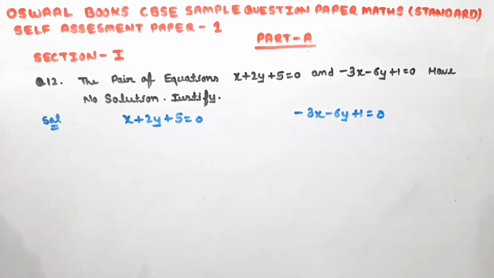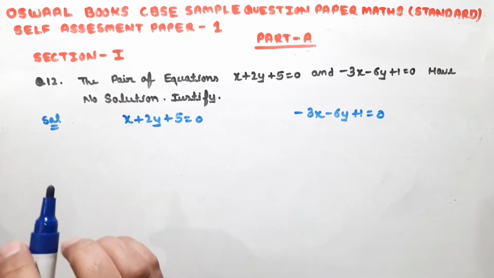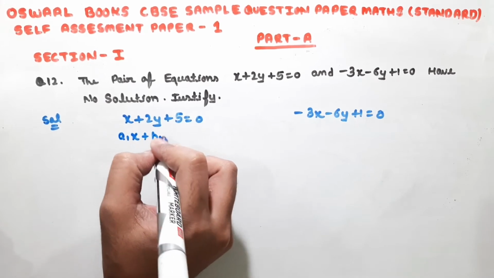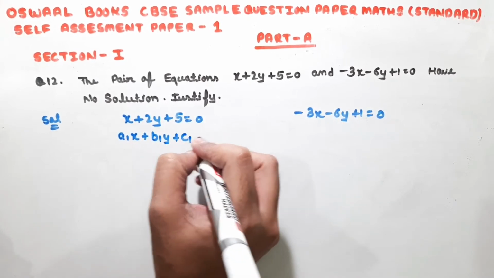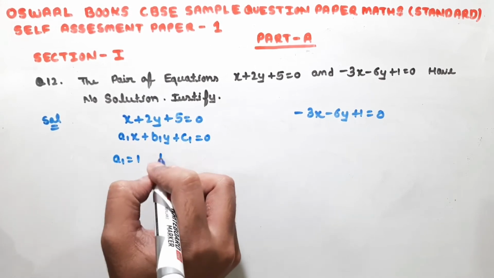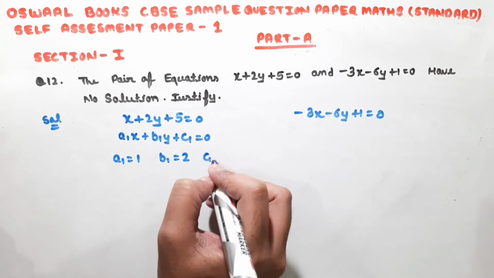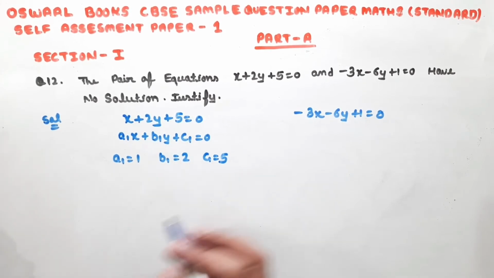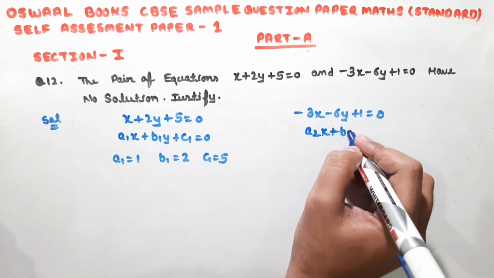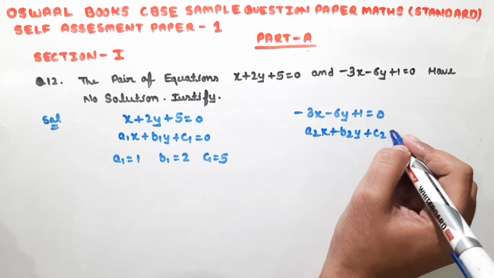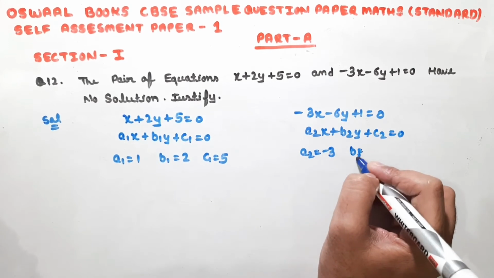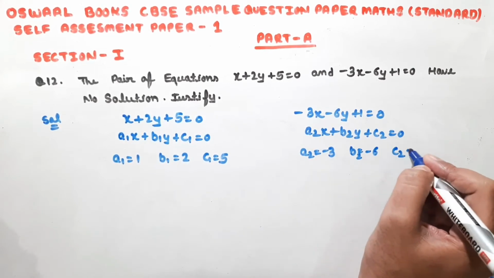Now comparing these equations with the standard form of a linear equation, that is a1x plus b1y plus c1 equals 0, a1 will be 1, b1 will be 2 and c1 will be 5. Similarly, comparing the second equation with a2x plus b2y plus c2 equals 0, a2 will be minus 3, b2 will be minus 6 and c2 will be 1.